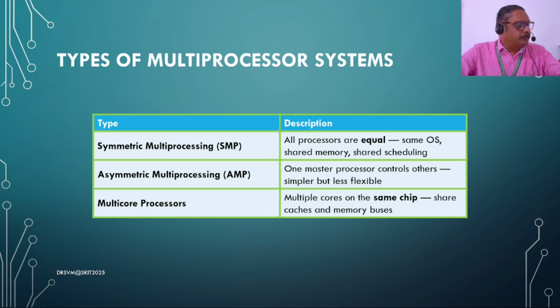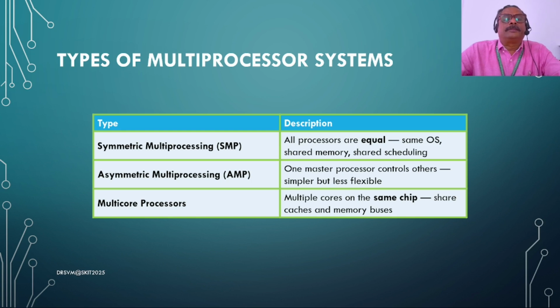Coming to the types of multiprocessor systems, we have two main types: symmetric multiprocessing and asymmetric multiprocessing. We may have different physical processors in different chips, or a multi-core processor on the same chip. If we are talking about different chip processors, then symmetric multiprocessing is one where all processors have equal rights and the same operating system.